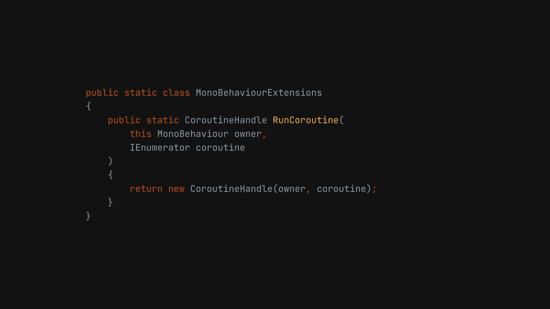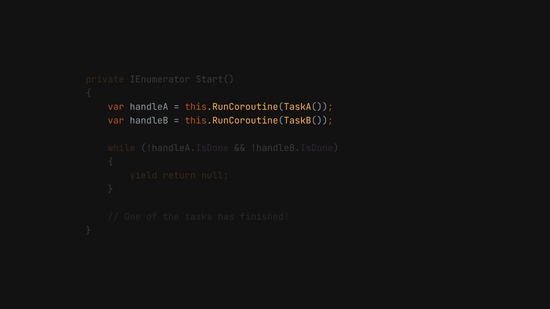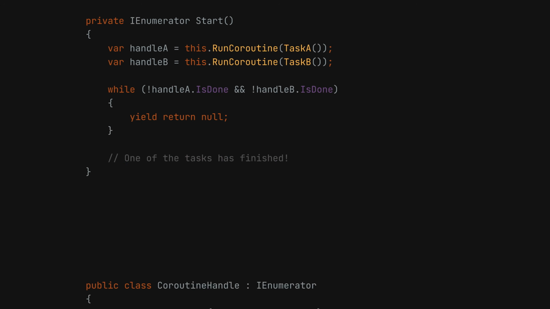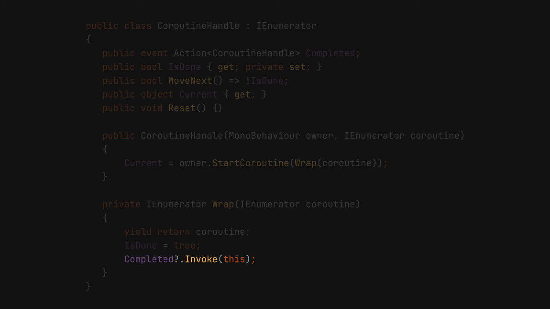As a final touch, we can create an extension method to make things less verbose. And that's pretty much it. We can now use this method to start the coroutines and use isDone to check if both are running, and proceed with the execution once at least one of them has finished. This concept can be, of course, further extended. We can, for instance, add an event that will notify us when a coroutine finishes.